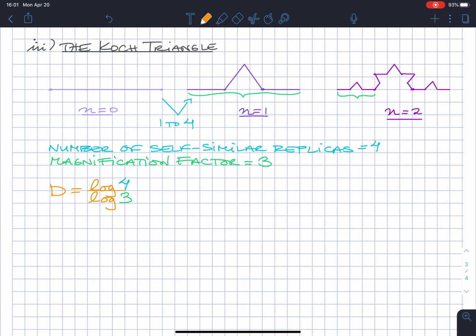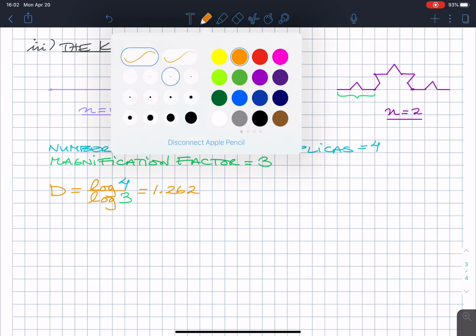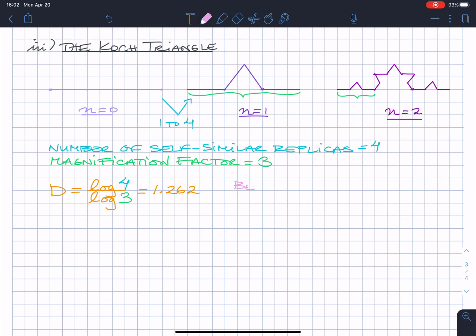Okay, and that gives me 1.262, which is once again between a line and a plane. So between a line, where the dimension is 1, and a plane, where the dimension is 2.